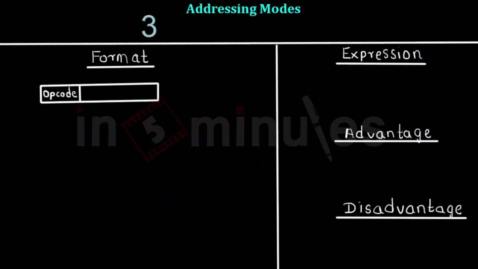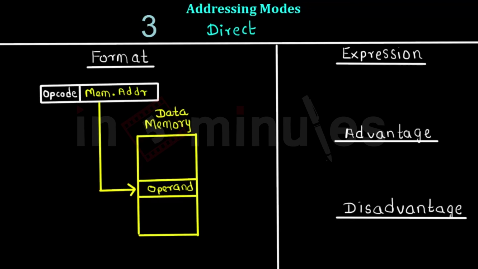The next addressing mode we have is direct addressing mode, in which the memory address of the operand is provided in the operand field. So the execution is like this. The operand is present in the data memory and the address of the location of the operand is given in the operand field and it is used to access that particular location. So the effective address is nothing but the memory address that is given in the operand field.